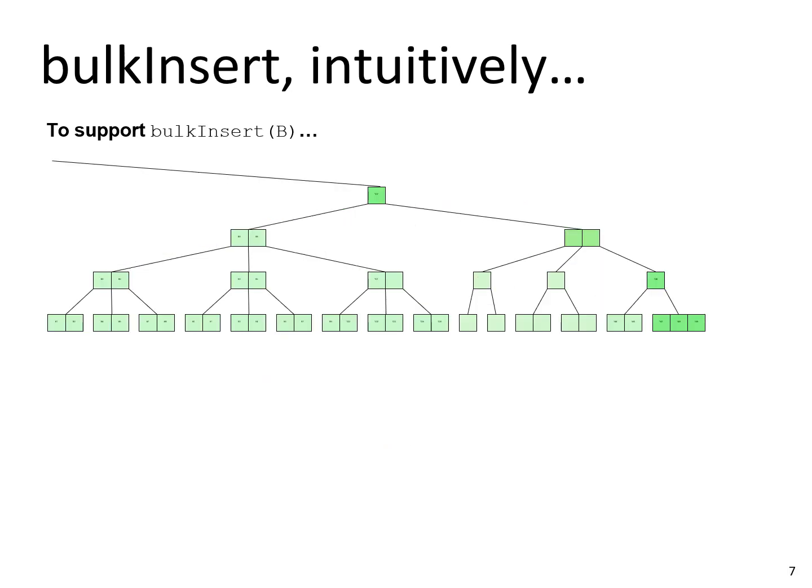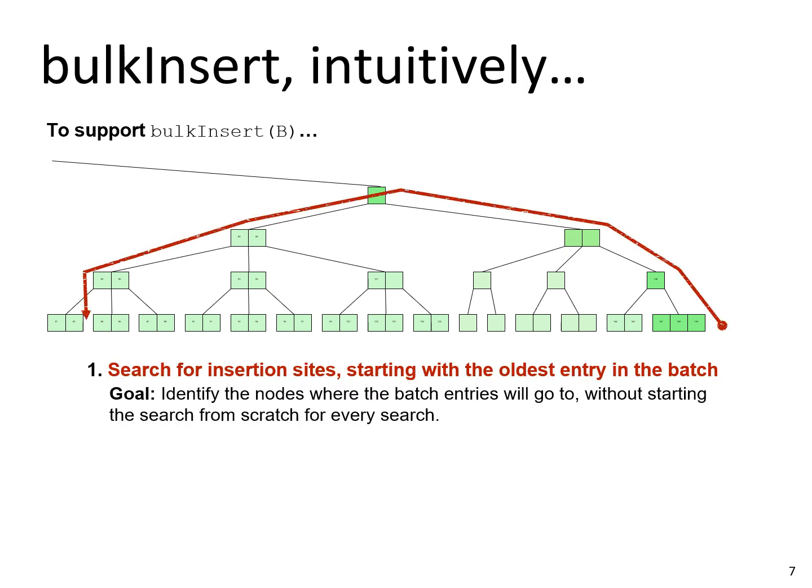Now let's look at how the bulk insert algorithm works. The first step of the bulk insert is again a search that walks up, this time from the right finger, up the spine, and then down to the insertion point for the oldest data item in the batch that is being inserted, followed by localized searches for the next data item to be inserted and the next data item after that, and so on, until all the insertion points have been found.